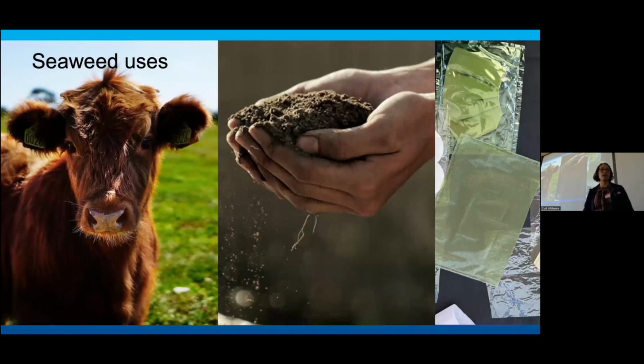And it can also be added to animal feed to reduce methane emissions from livestock. And methane is a big contributor to our overall greenhouse gas footprint, and it's particularly potent in its warming effects. And then finally, seaweed can be used in place of petrochemicals for things like bioplastics and building materials and other things in our daily lives.